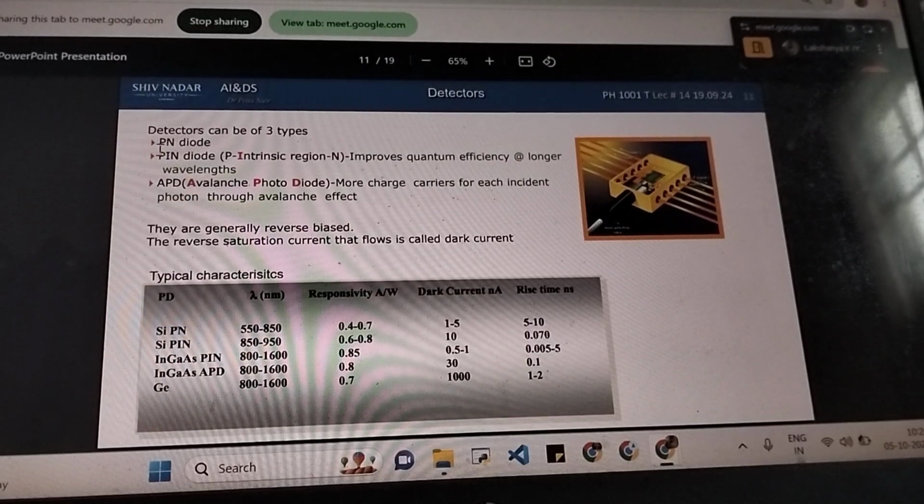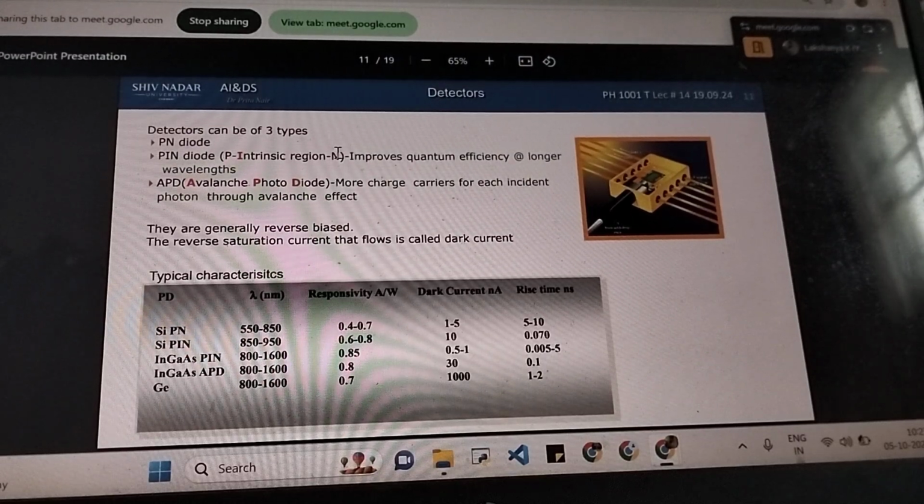Then you have PIN diode, P intrinsic region, N. So you have a P region and an N region as we have in our normal diodes, but in between both you have a region of an intrinsic semiconductor. Intrinsic meaning pure, like silicon, gallium, one which has not been doped. So what this does is, you have holes on one side and electrons on the other side.